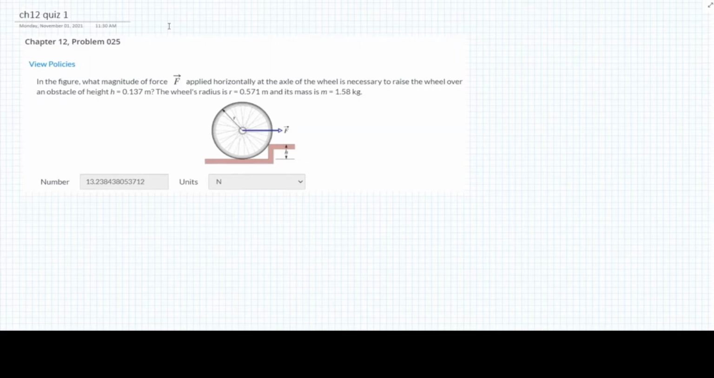All right. I think if you refresh now, you should see chapter 12, quiz 1 in Wiley Plus, and it should be this homework problem that you see here. And this is welcome to the world of equilibrium.